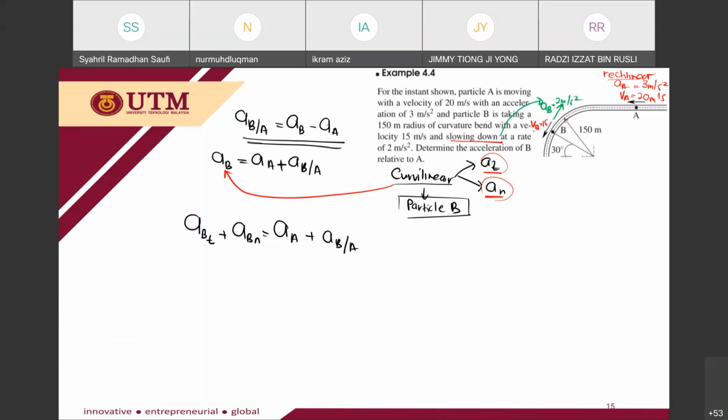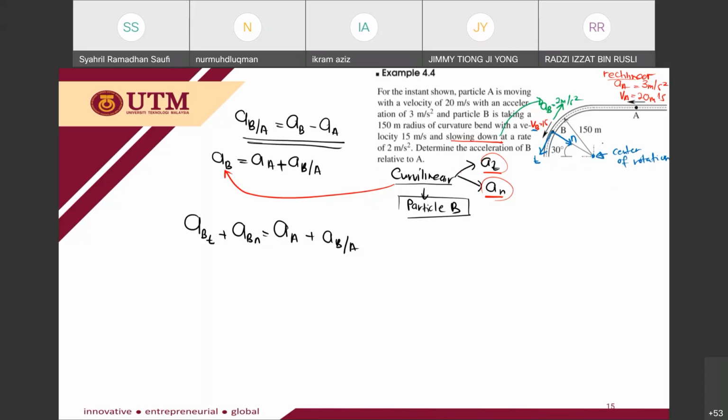Following the direction of motion is your tangent axis, right? And then following inward to the curvature, toward the center of rotation, is your n axis. This is the center of rotation. So the direction toward the center of rotation is your n axis.